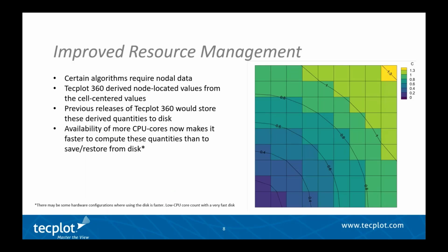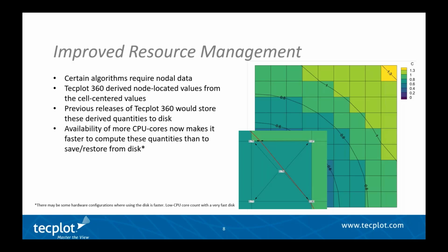Okay, improved resource management. So, what does this mean? I'm going to go into a little bit of an education piece here to explain the performance improvements. In the image on the right, I have a representation of a data set which uses cell-centered quantities to represent this C variable, and you can see that I have contour lines going through there. Well, the data is cell-centered, but to represent the contour lines, we need to derive the values at the nodes.